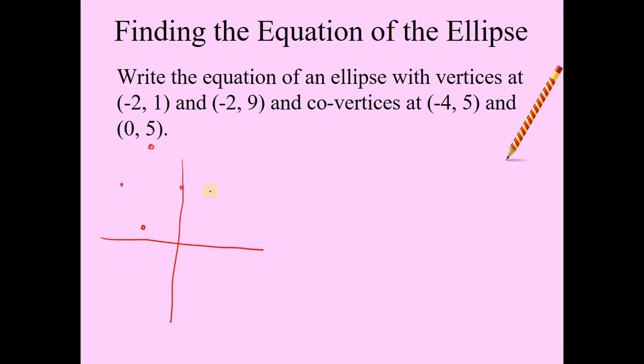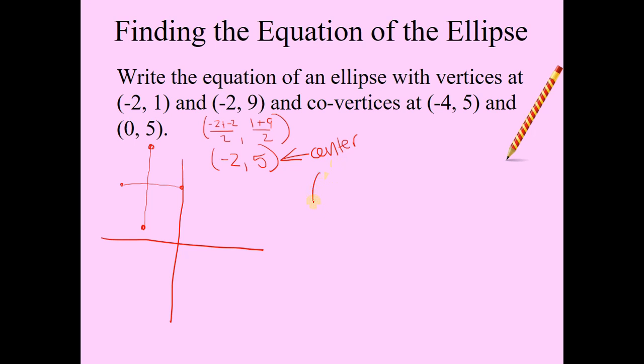Well, think of it this way. My center has to be in the middle of the vertices and the co-vertices. So basically, I need to find where the midpoint is between those. So if I find my midpoint between my vertices, I would be going negative 2 plus negative 2 divided by 2 and 1 plus 9 divided by 2. That would be at negative 2 comma 5. So this is where my center is located.